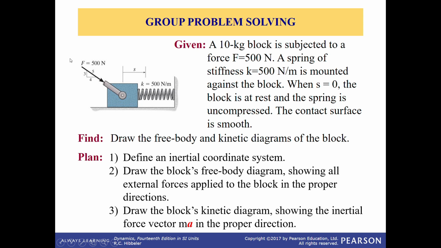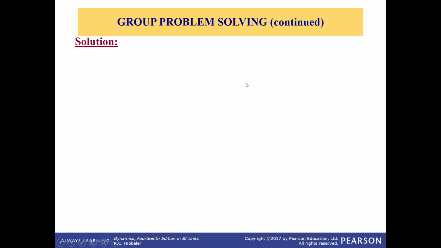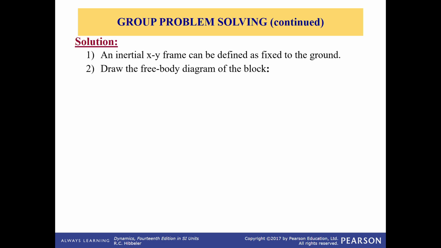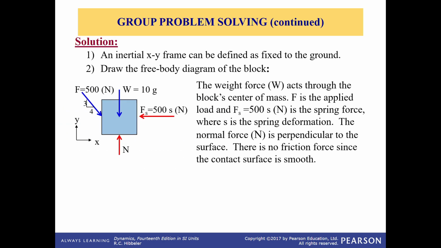Based on my understanding, if I have a force here, the block is going to move in this direction. So how to solve this? First, you need to identify the inertial XY frame, and then just draw the free body diagram based on Newton's second law, summation of forces, summation of F. And then the last, okay, this one, for example.